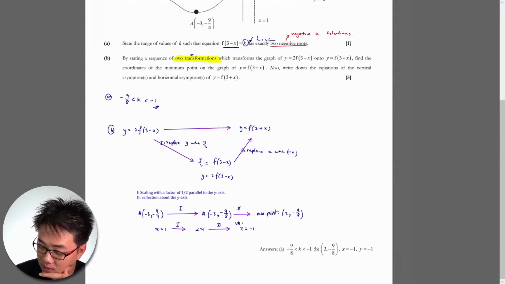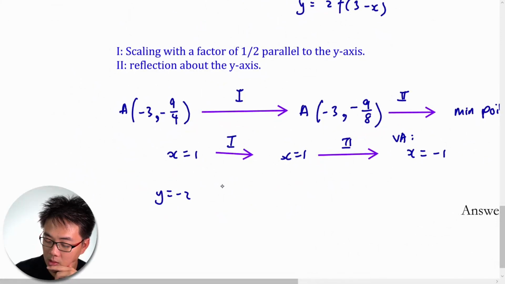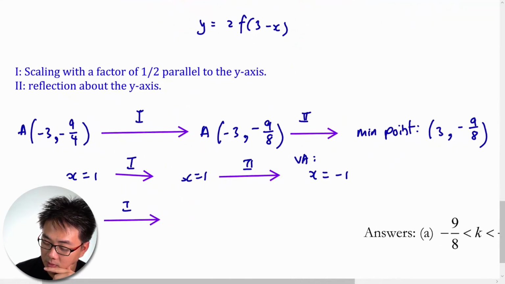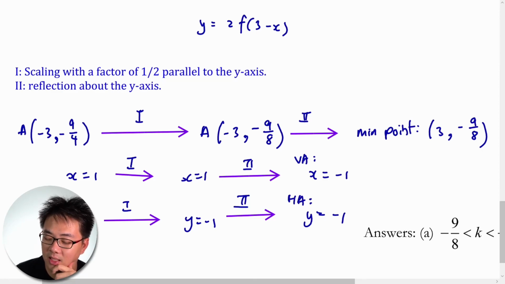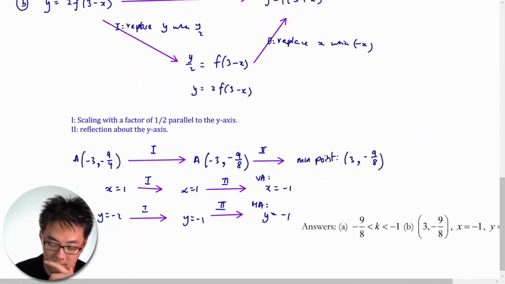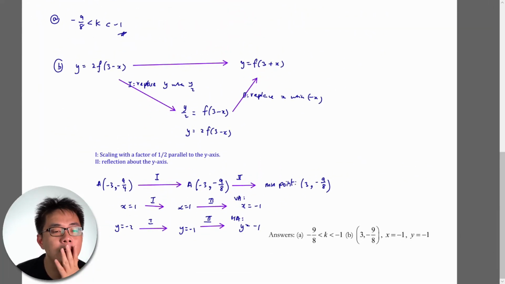And they want the horizontal asymptote, which is y equals -2. The first transformation will also affect y equals -2, so it will be y equals -1, just divide by 2. The second one won't affect it, so that is the new horizontal asymptote. You don't really need to write this down, but I write it just so you know what does what. That's about it. I think this question is pretty okay.